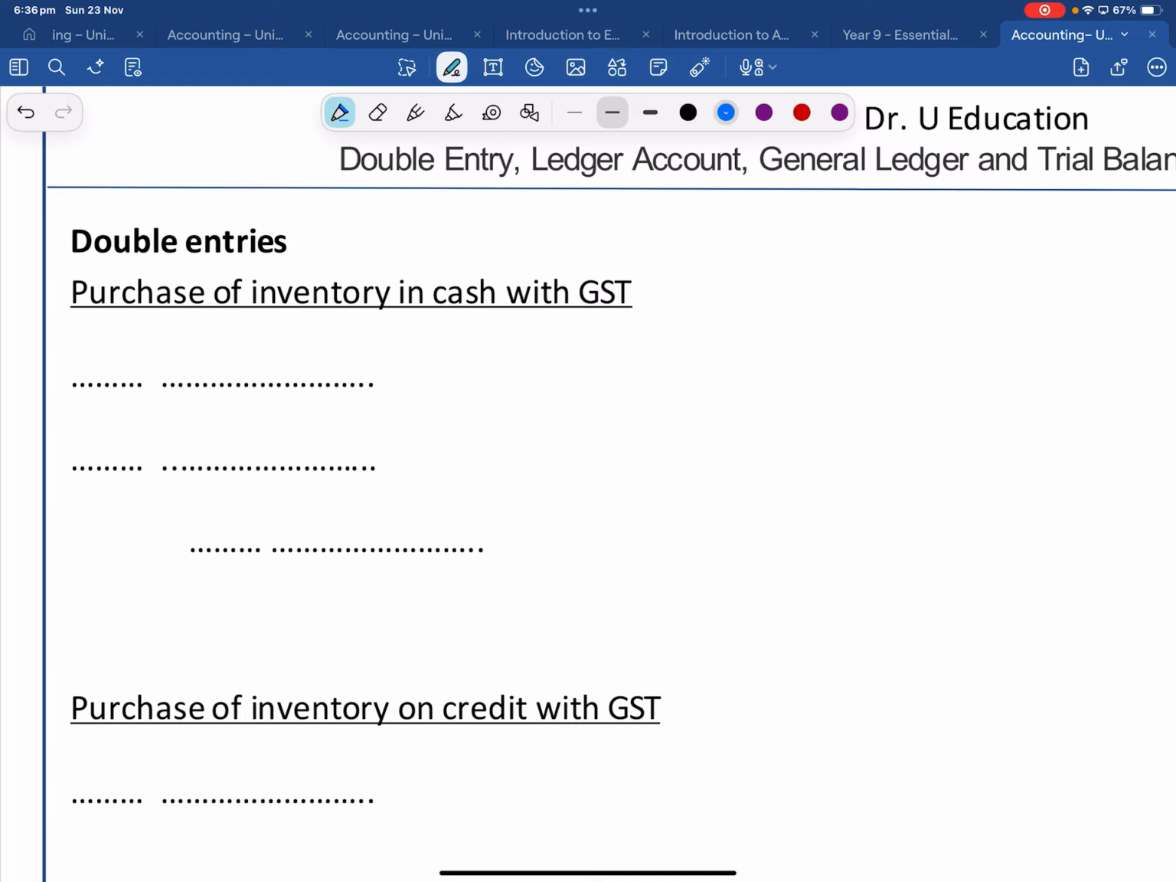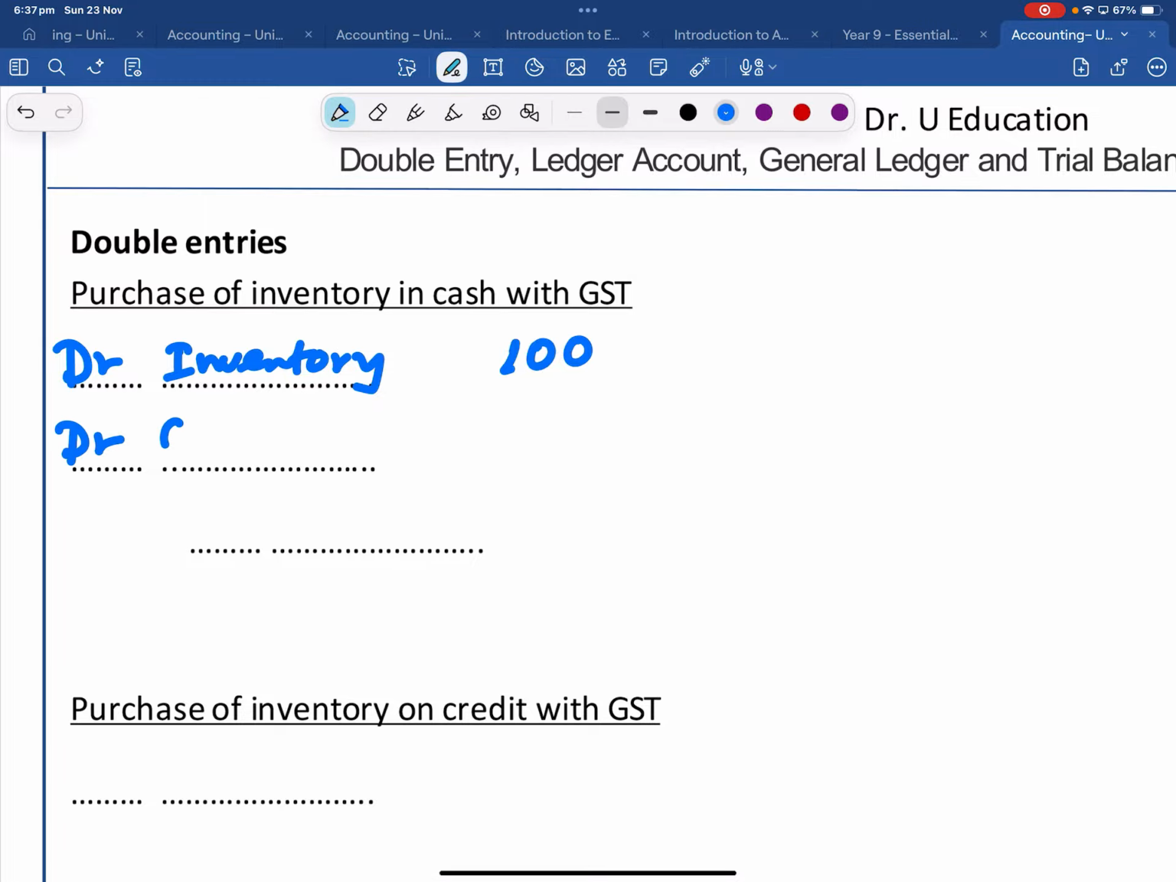Okay. So what is it? Purchase of inventory in cash. We debit inventory. You want me to put amounts? Say 100. Debit, what is it? GST clearing. How much? 10%. And where do you credit? It's cash or bank. Bank. 110.